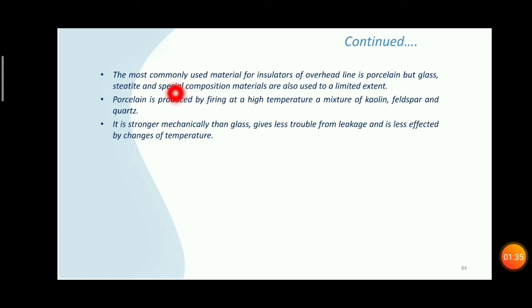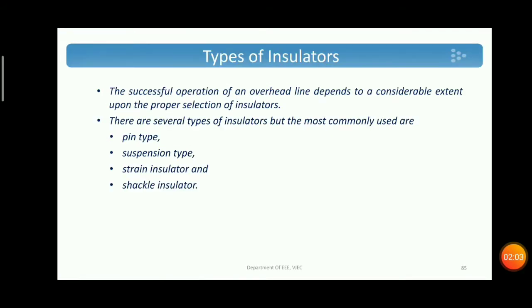The most commonly used material for insulators is porcelain. Glass, steel, plastic etc. are also used, but the commonly used one is porcelain. Porcelain is produced by firing at high temperature a mixture of kaolin, feldspar and quartz. It is stronger than glass, gives less trouble from leakage and is less affected by changes in temperature.